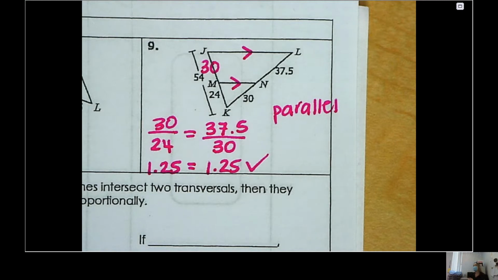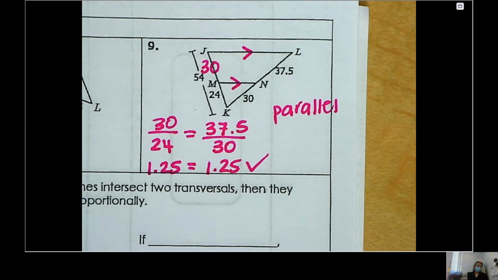When you divide it, 30 over 24 equals 37.5 over 30. It's 37.5 over 30, that's why. I think you're at the wrong number. Yep, that'll do it. Okay. All right. Good. Questions there? Not too hard, right?